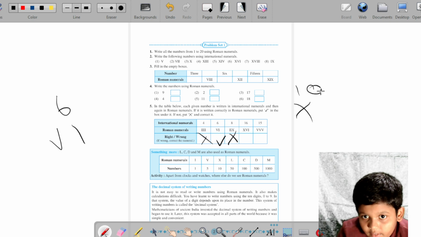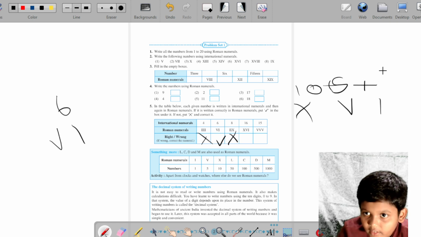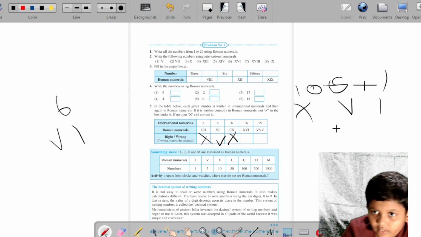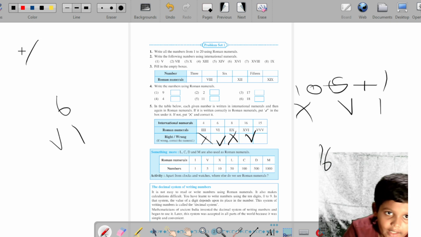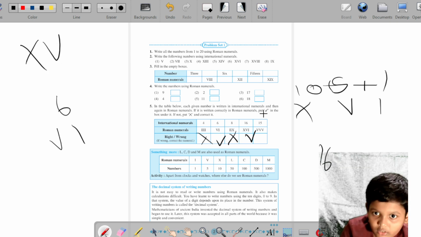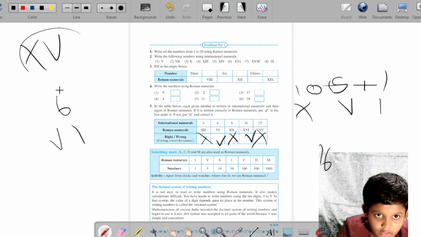16. X is 10, V is 5, and I is 1. We are adding them. Then it is equal to 16. This one is correct. 15 we write XV. You have taken the screenshot. You have done it now. Since this one is wrong, this is the correct way to write 15.